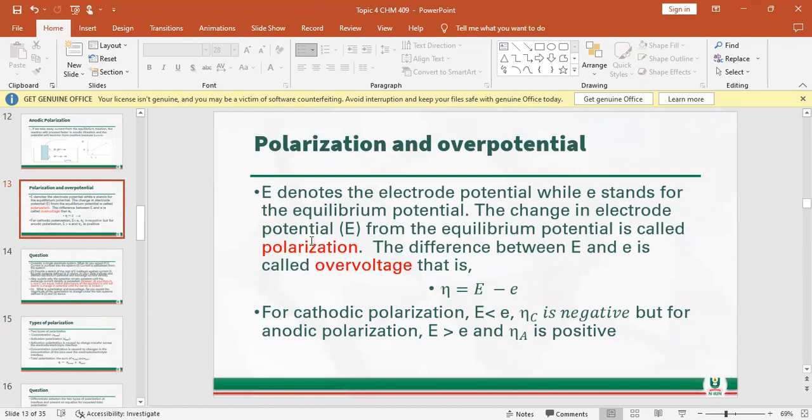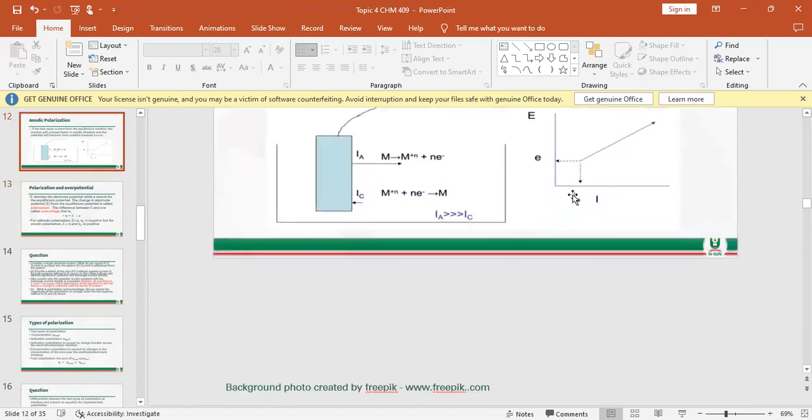Polarization and overpotential. Capital E denotes the electrode potential, while small e stands for the equilibrium potential. The change in electrode potential from the equilibrium potential is called polarization. If the electrode potential rises up from the equilibrium potential, it is called anodic polarization. If it changes downward, it is called cathodic polarization.